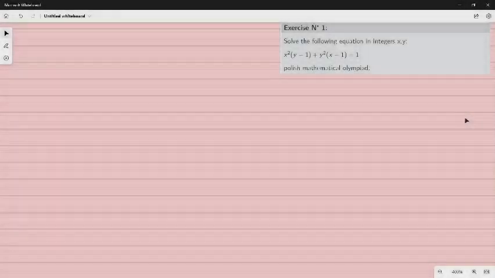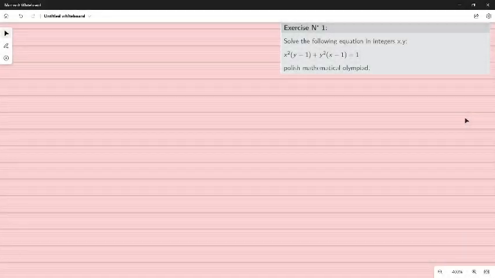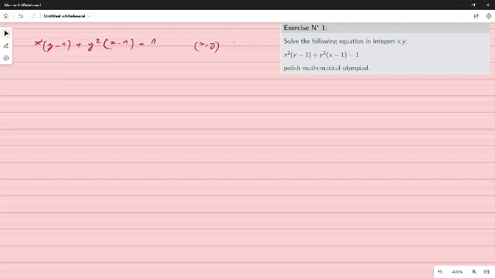Everyone, we have a Nemo problem. Let's solve it. We have x squared minus 1 plus y squared by x minus 1 equals 1, with x and y integers.